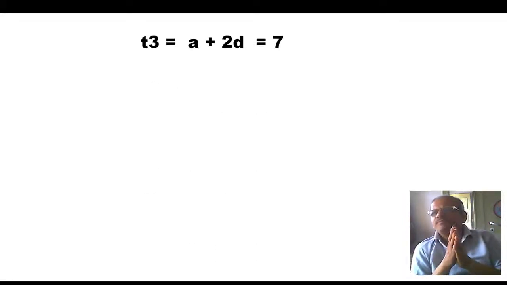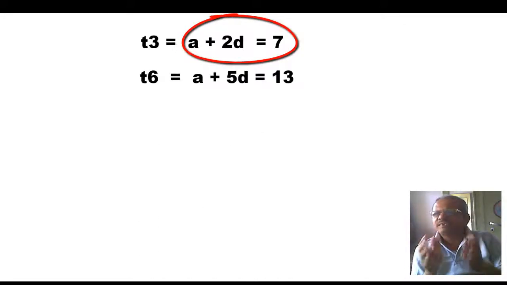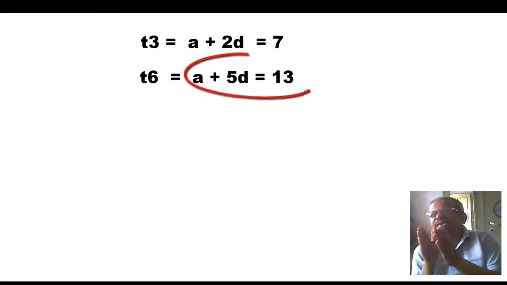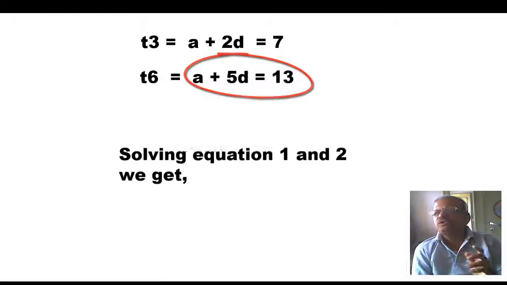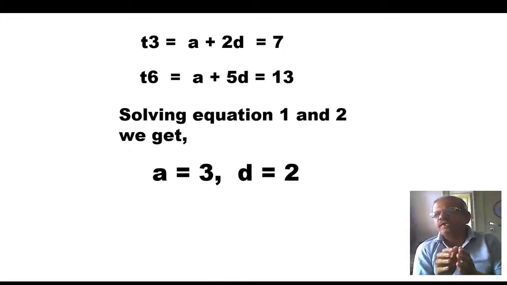Therefore T3 can be calculated as A plus 2D is equal to 7. So you will get the first equation as A plus 2D is equal to 7. Now the sixth term is also given, but the sixth term is calculated as A plus 5D, and that is given as 13. Therefore another equation we get is A plus 5D is equal to 13. Solving these two equations simultaneously, we get A is equal to 3 and D is equal to 2.